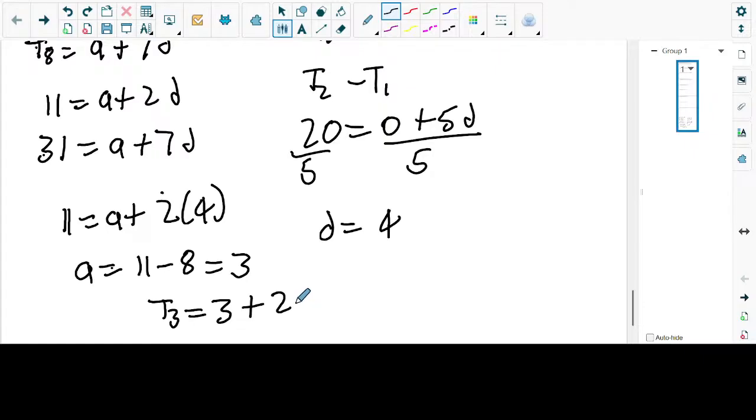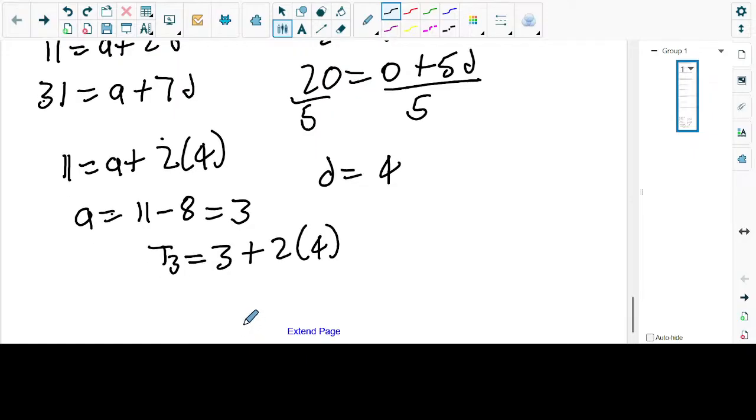Is it 2? Yeah, I'm sure it's like T3, it was 2A plus 2D. You remember that? So now we're going to say T3 is equal to 3 for A. Instead of where we see A, we're going to put 3 in. And then plus 2 multiplied by our D, which is 4. So you have 2 multiplied by D, it's 4, okay? 2 multiplied by D, which is 4, it's 8. And plus 3, which means T3 is going to be equal to 11. That's what we're looking for.